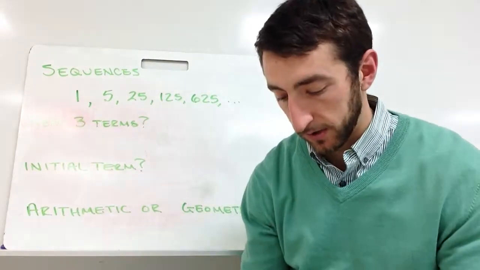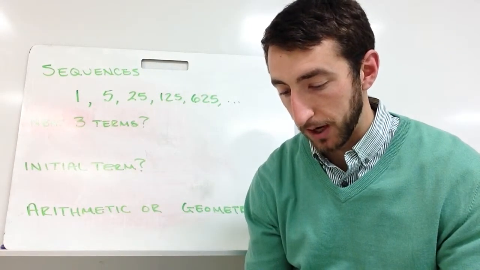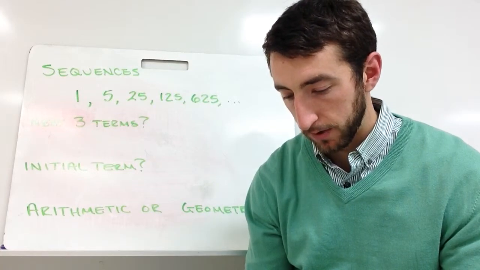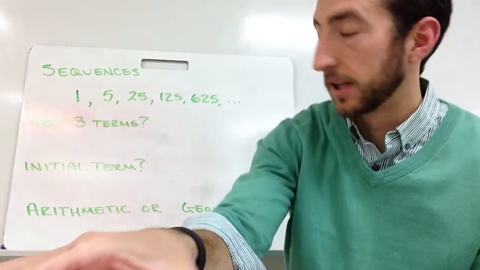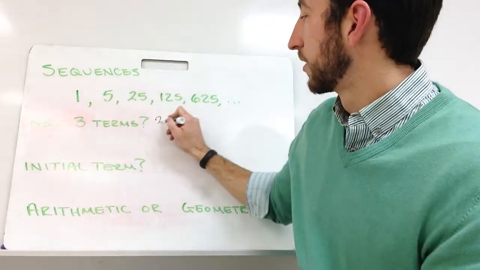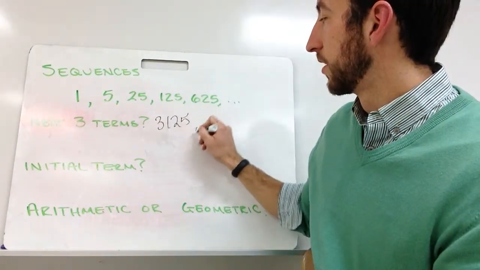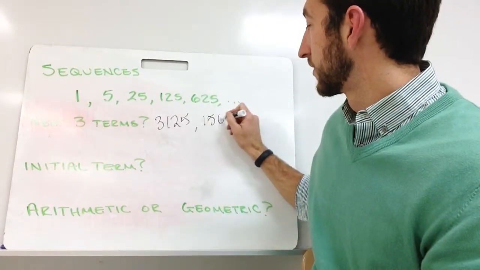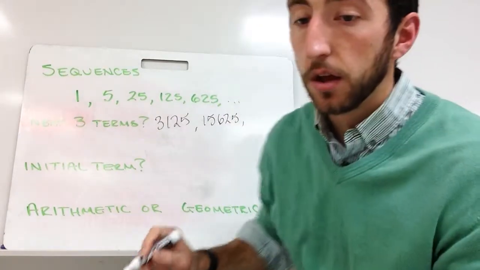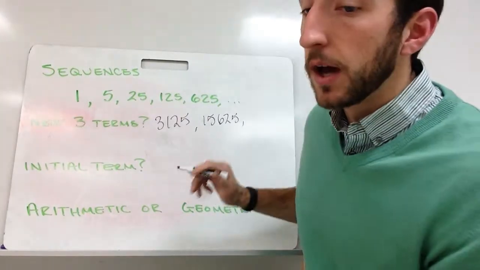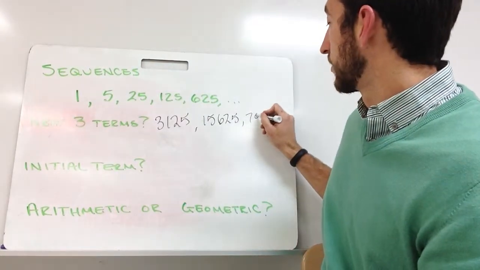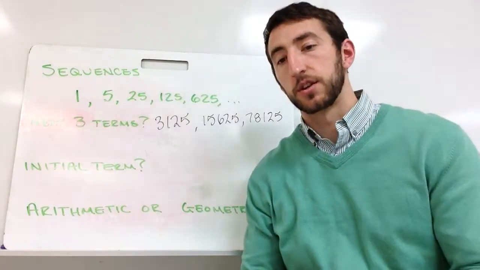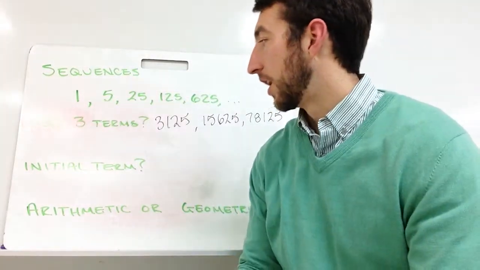So I take 625 and I'm going to multiply it by 5. I get 3,125. Do it again, I get 15,625. And then do it one more time and I get 78,125. So that would be my next 3 terms in my sequence.